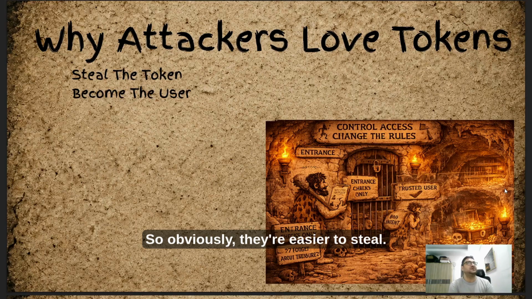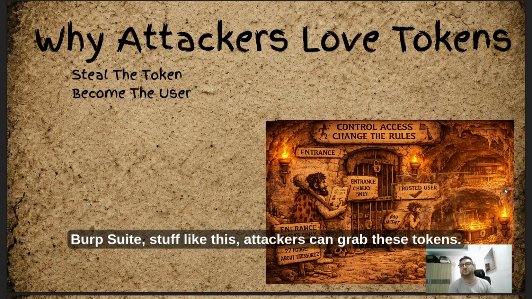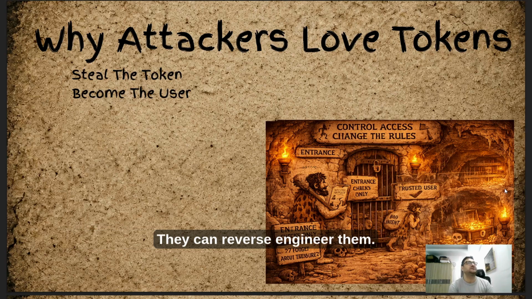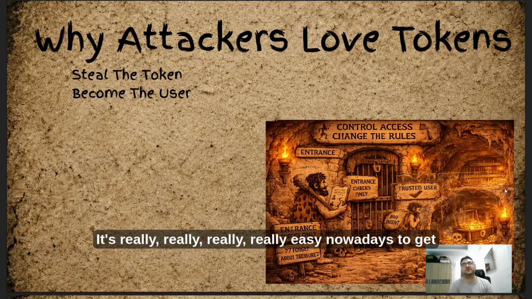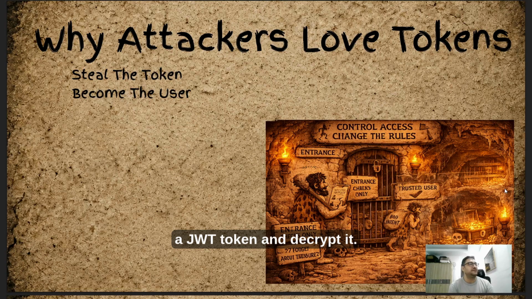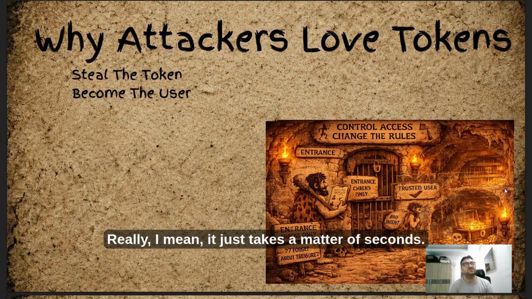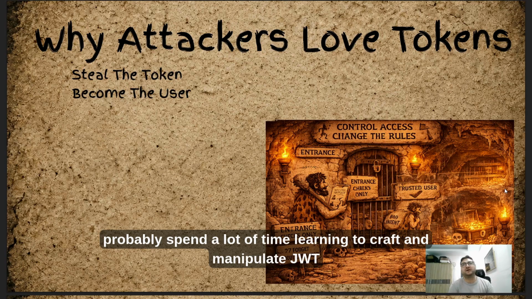So obviously they're easier to steal. If we're using tools like Caido or Burp Suite, attackers can grab these tokens and reverse engineer them. It's really easy nowadays to get a JWT token and decrypt it. It just takes a matter of seconds. So for most attackers, they probably spend a lot of time learning to craft and manipulate JWT tokens.